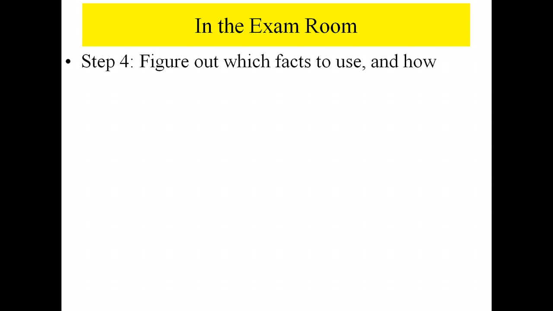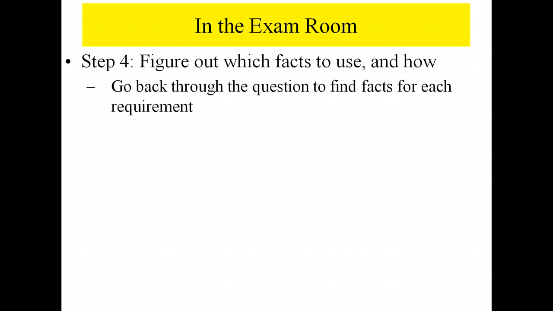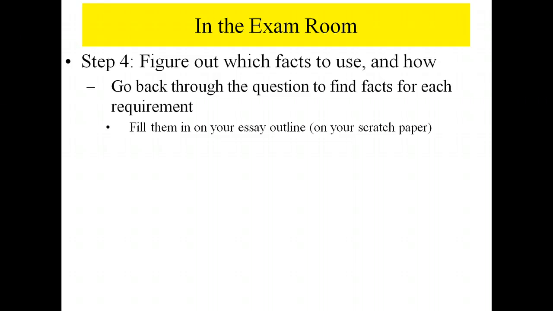Step 4 is to figure out which facts to use and how. Go back through the question to find facts for each requirement. Fill them in on your essay outline. Remember, in the previous step, you've written out your essay outline on your scratch paper, leaving room underneath each requirement for the facts.